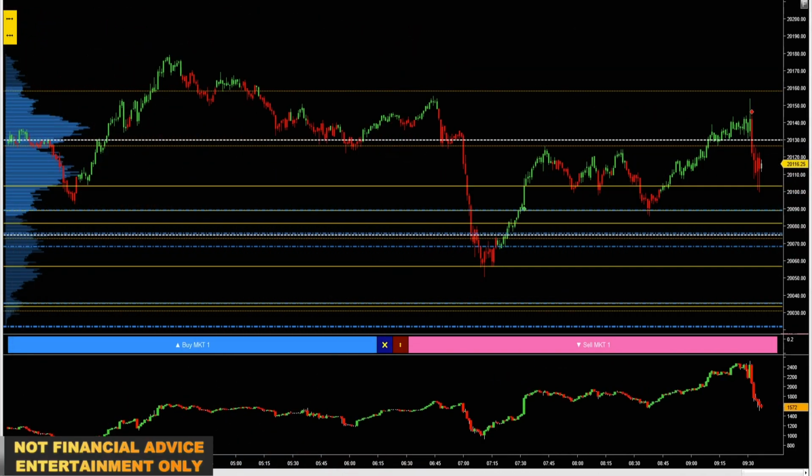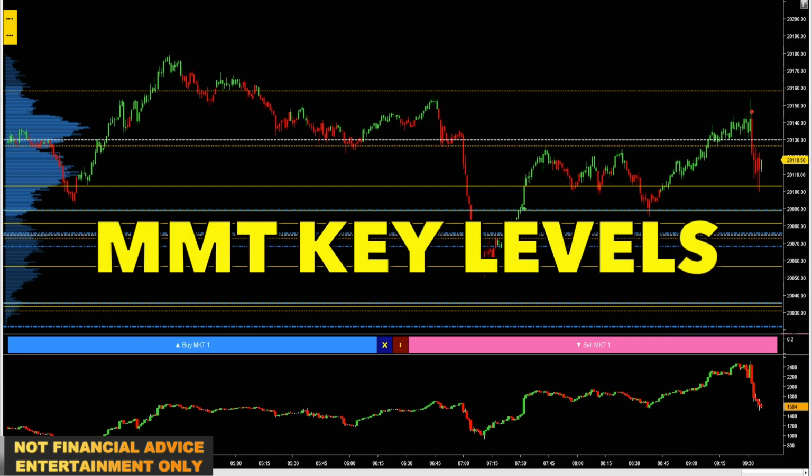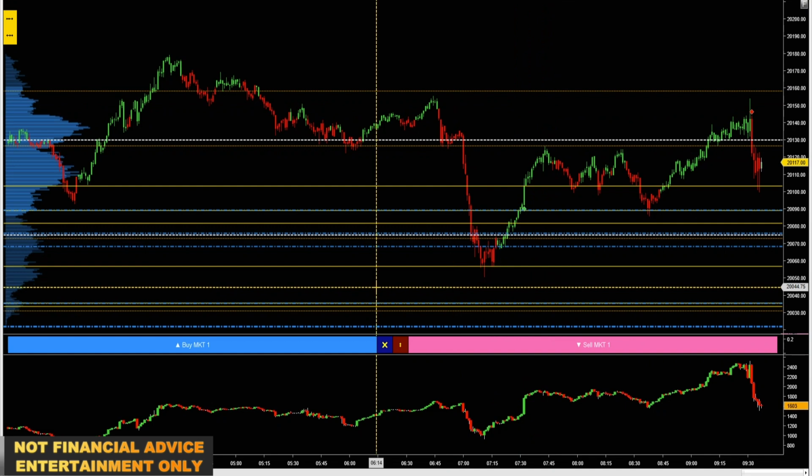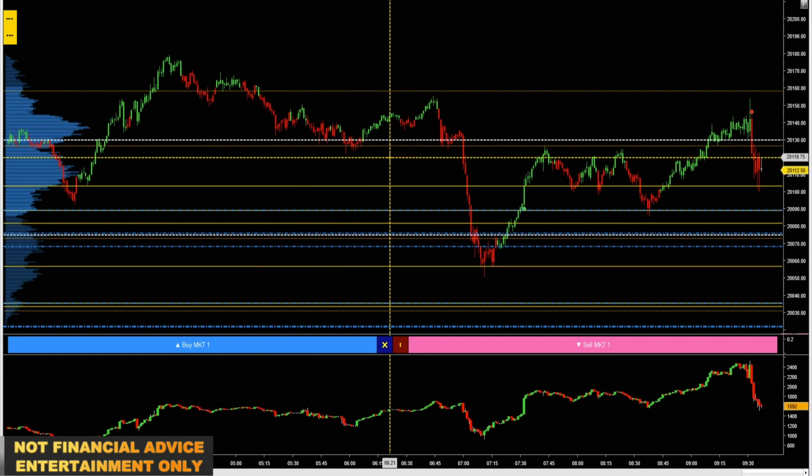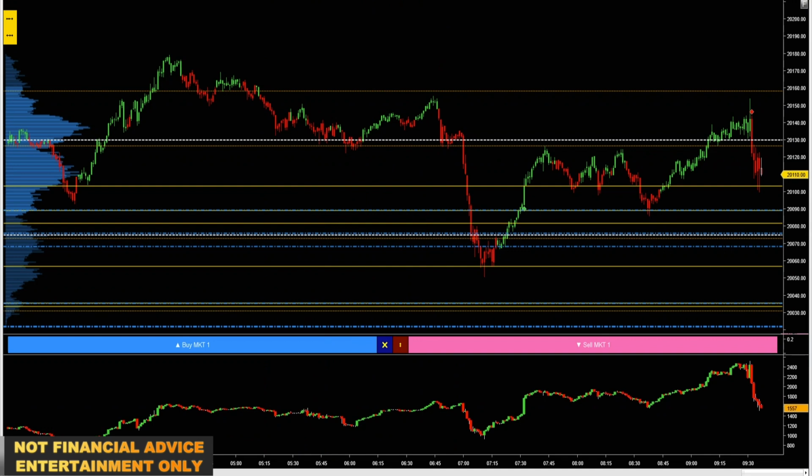Check out the rough draft of the new MMT indicator. All these support and resistance lines were printed from the new MMT indicator. It's going to be called MMT Key Levels. This particular part of the Key Levels indicator looks for high volume areas.